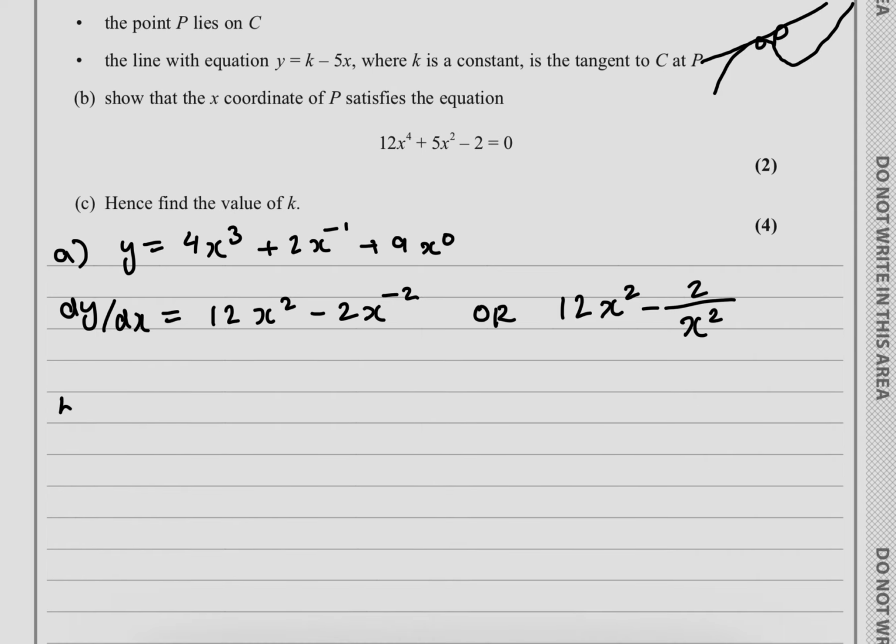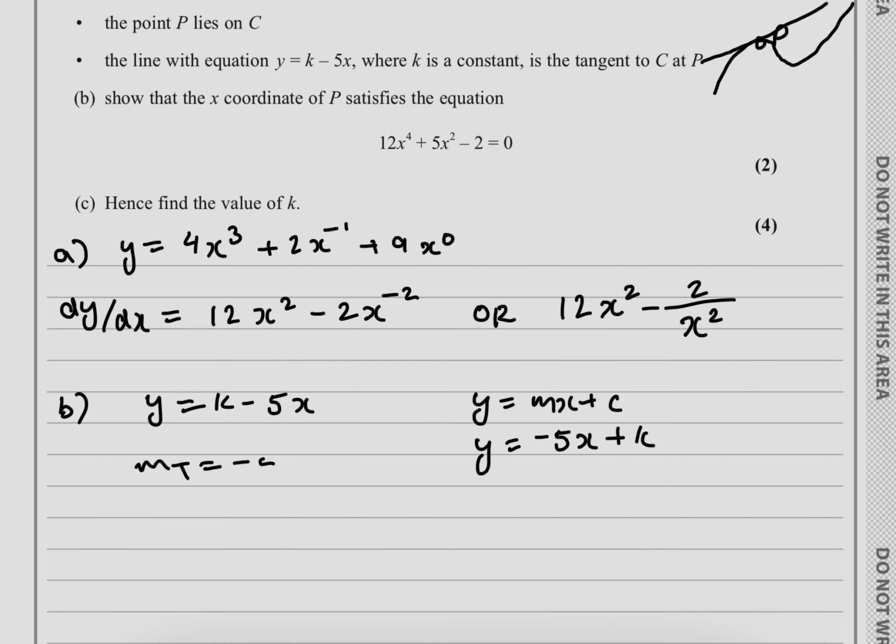So I'm going to rewrite this. The equation of the tangent is y is equal to k minus 5x. If you were to write this in the form y is equal to mx plus c, because it is a straight line, it would be y is equal to minus 5x plus k. So this means the gradient of that tangent is minus 5. Really it would be going down. That little diagram I drew was wrong, but it's fun.